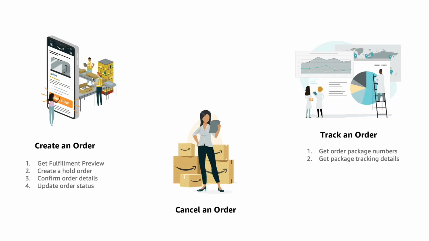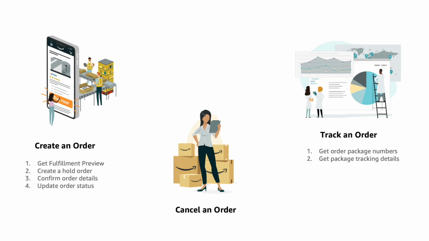Now, this specific workflow is a fulfillment outbound workflow. It consists of three sub-workflows, which are creating an order, canceling an order, and tracking an order's packages. For creating an order, the flow consists of getting a fulfillment preview to identify the options available for a given order. After that, creating an order in the hold status, then fetching it to confirm its details are correct. And finally, updating an order to ship status so it can proceed to be fulfilled.